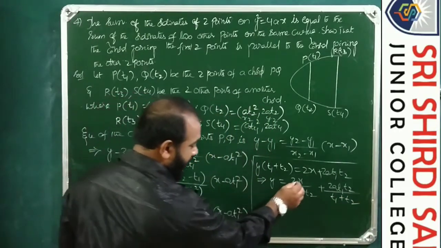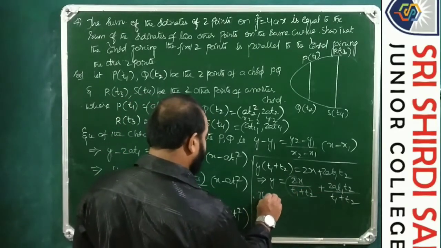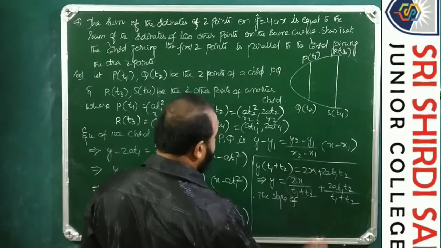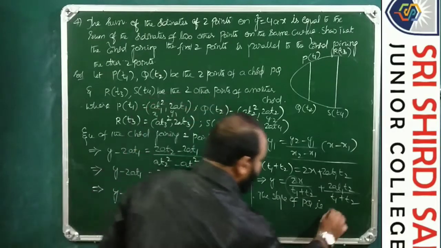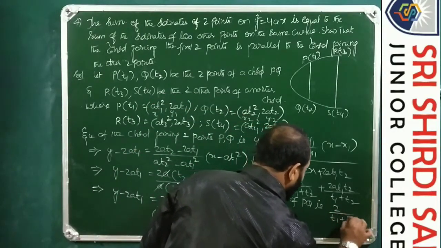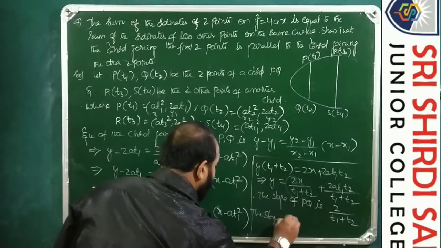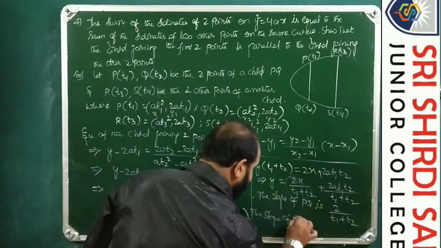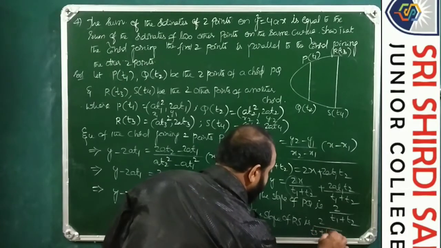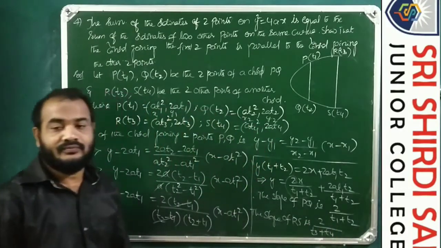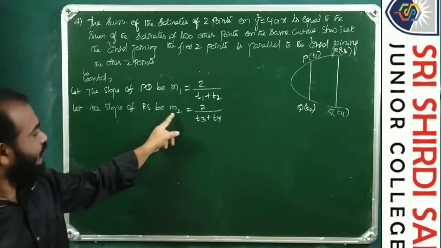y is equal to mx plus c. Therefore the slope of PQ is how much? 2 by t1 plus t2. Similarly the slope of RS is equal to 2 by t3 plus t4 we will get. Let us take the slope of PQ be m1 and the slope of RS be m2.